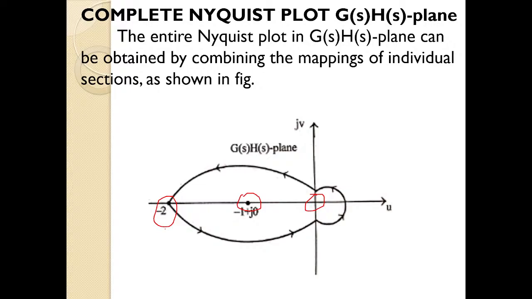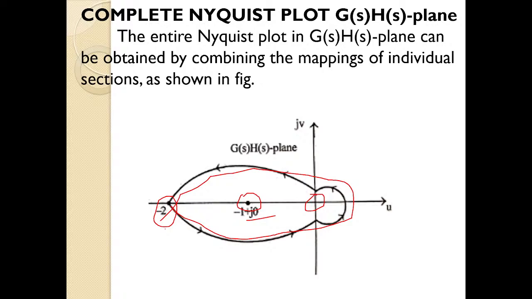So if we observe the contour around this -1 plus J0, the contour is in anti-clockwise direction. Therefore, the number of anti-clockwise encirclements around the -1 plus J0 point will show us how many poles are lying on the right side of your S-plane. So there will be one pole lying on the right side of your S-plane. If poles are lying on the right side of S-plane, then the open loop system will be unstable, whereas the closed loop system will be a stable system.